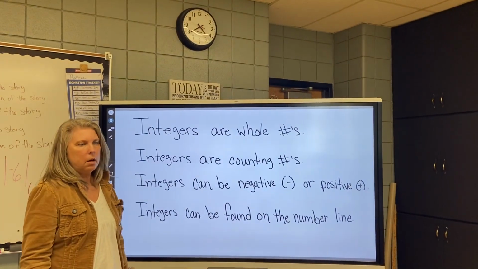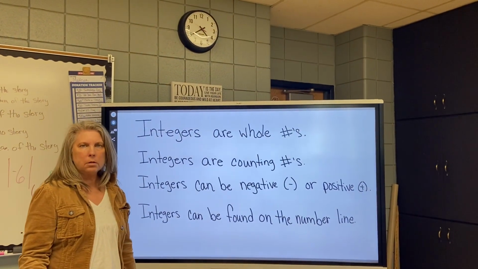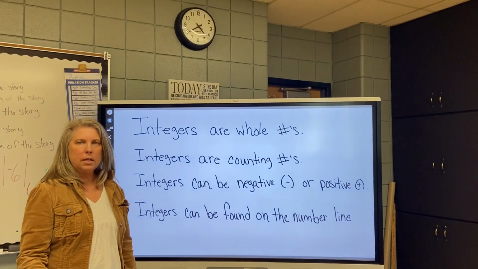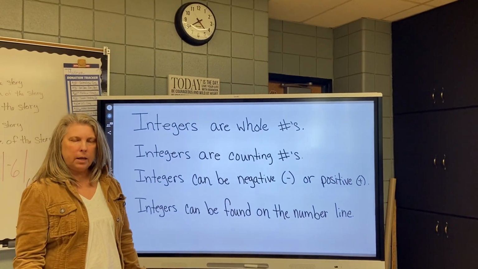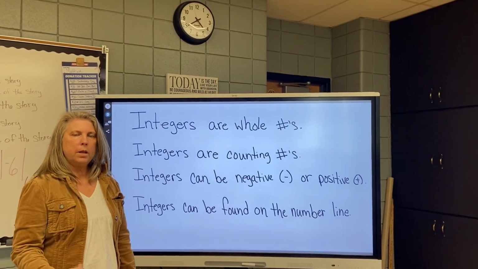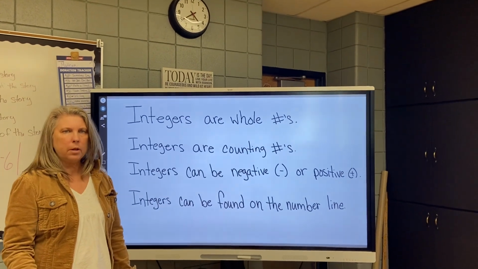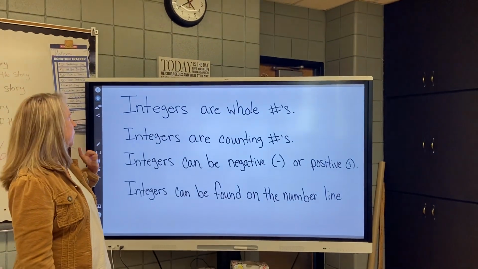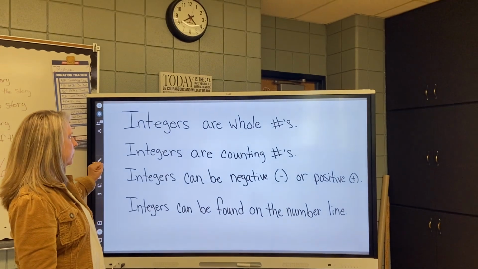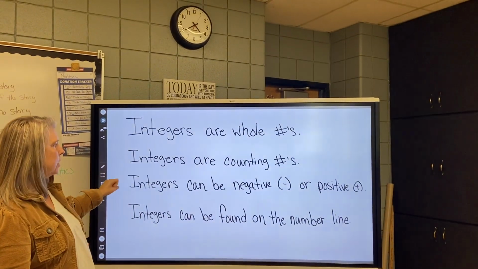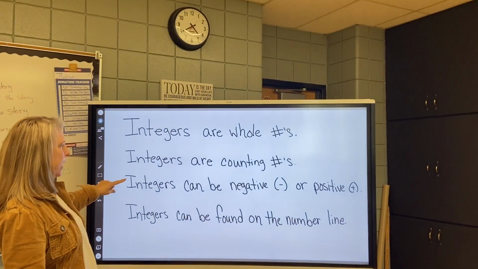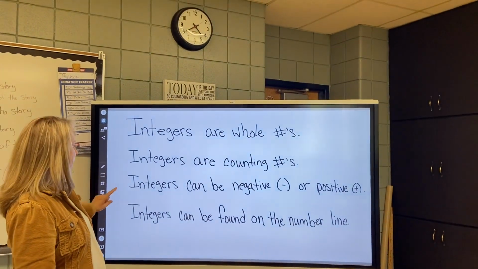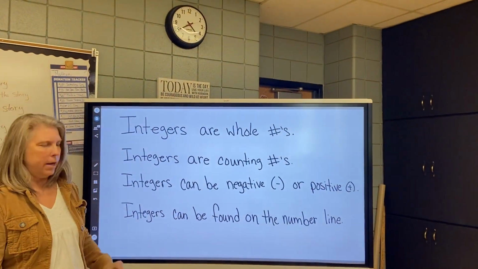We are plotting numbers on the coordinate plane. And to get to plotting numbers on the coordinate plane, we start with graphing numbers on the number line. And we start our numbers with integers. Integers are whole numbers. Some people call integers counting numbers. Integers can be negative or positive, and they can be found on the number line.